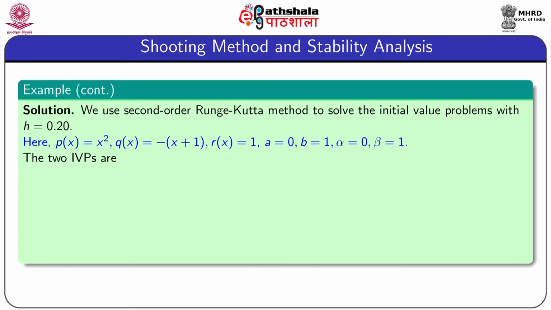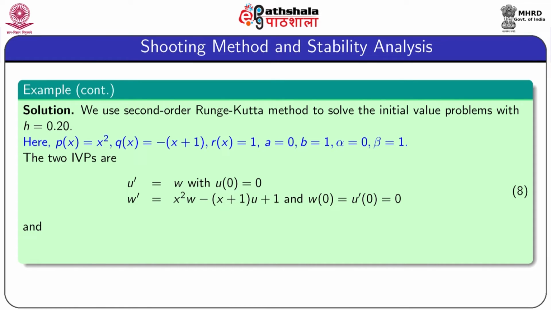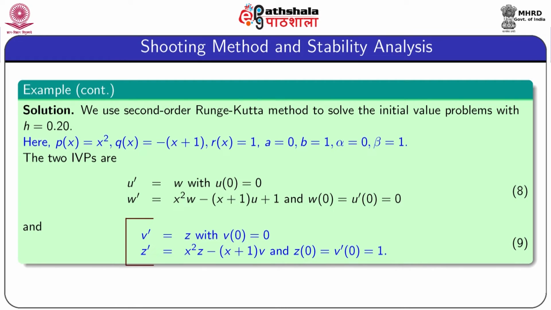The two initial value problems are: the first one is u prime equal to w with u(0) equal to 0, and the second equation is w prime equal to x squared w minus x plus 1 into u plus 1, with the initial condition w(0) equal to 0. The second problem is v prime equal to z with v(0) equal to 0, and z prime equal to x squared z minus x plus 1 into v, with the initial condition z(0) equal to 1.